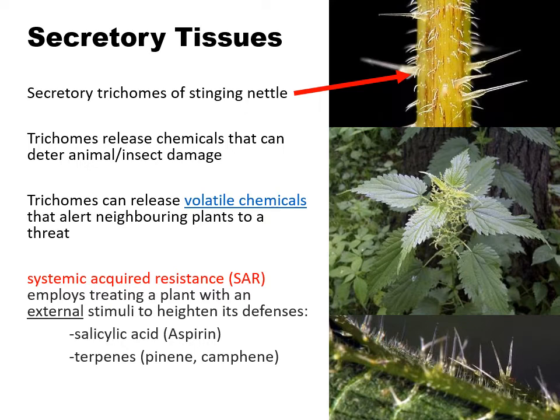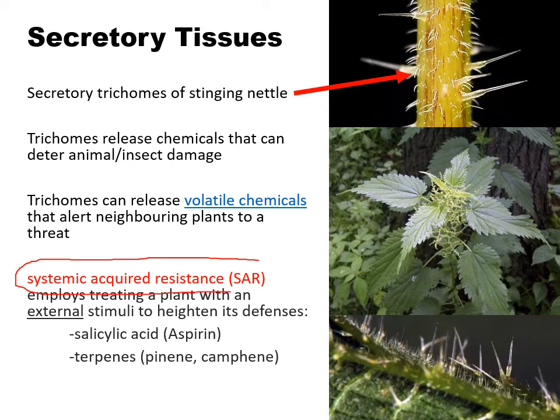These things have volatile chemicals. So trichomes on all plants are used to communicate with neighbors. And typically when a plant is attacked, an insect breaks off a trichome. It gives off a volatile chemical which transmits through the air to a neighboring plant, and that plant will then change its physiology to anticipate an attack. Now we call that systemic acquired resistance.